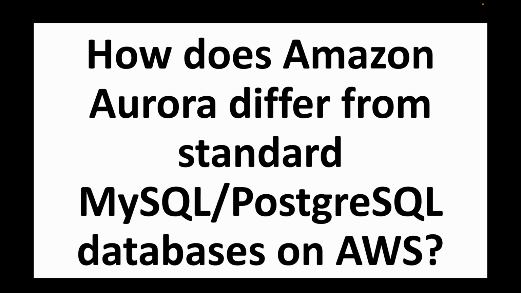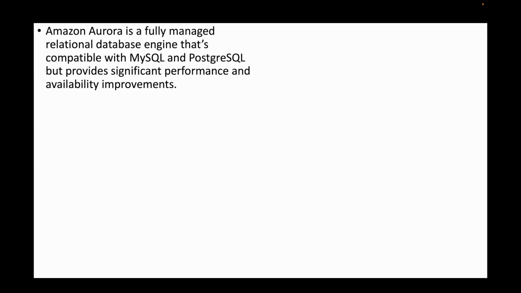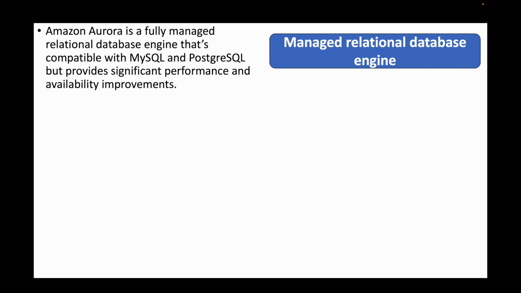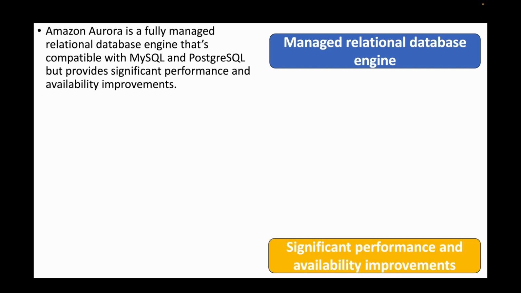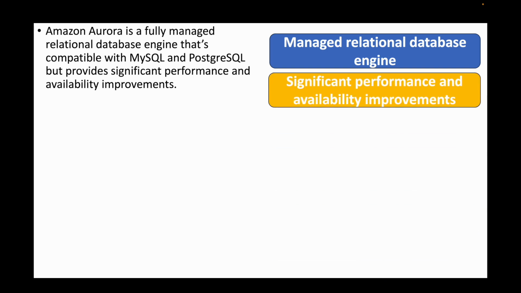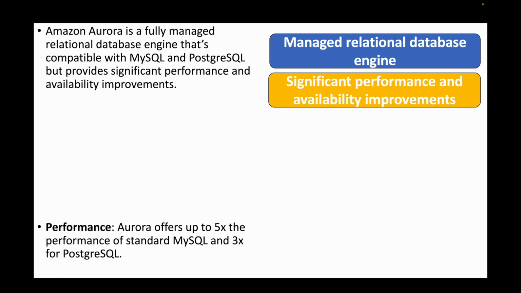The next question we have is, how does Amazon Aurora differ from standard MySQL or PostgreSQL databases on AWS? Amazon Aurora is the AWS managed RDS service that you have. It is compatible with MySQL and PostgreSQL databases, and this provides you with significant performance and availability improvements. When compared to MySQL and PostgreSQL, Aurora gives you better performance and better availability.